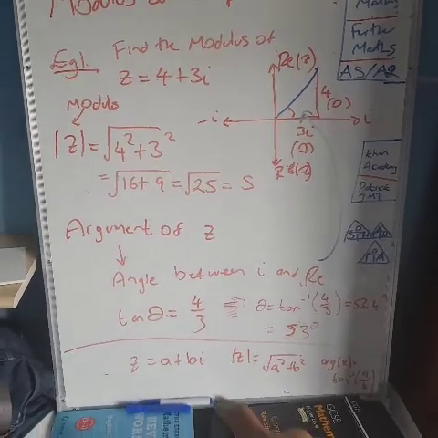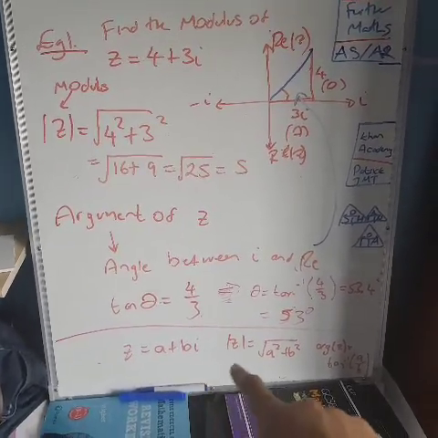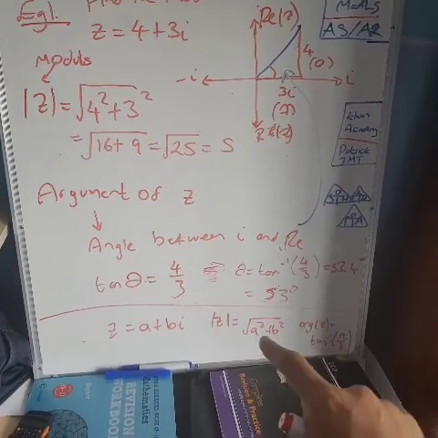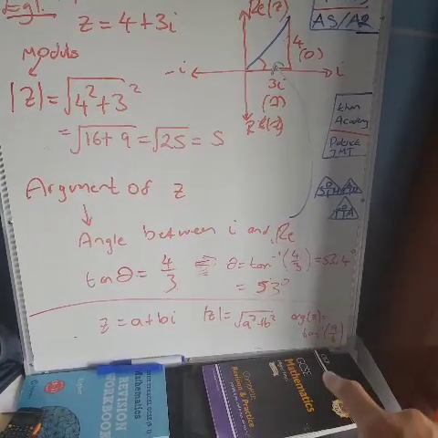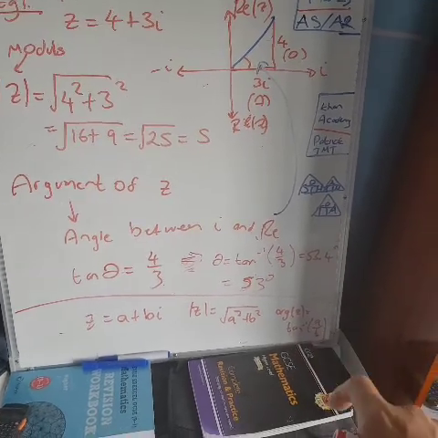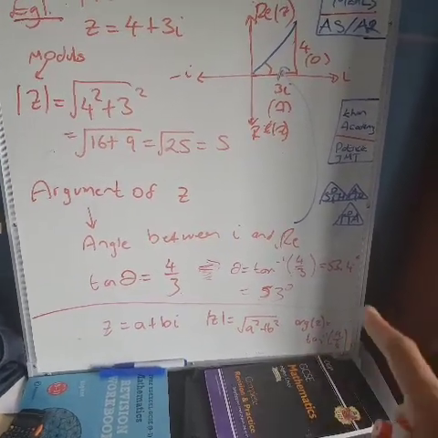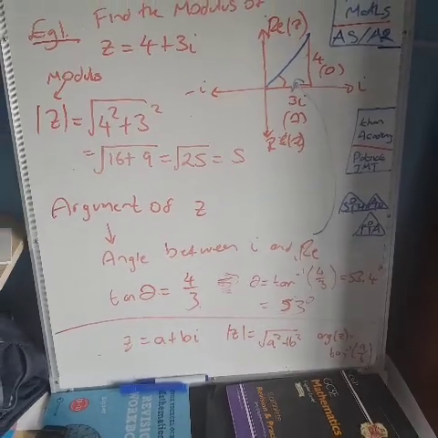So a little summary, guys. z is equal to a plus bi, so the modulus of z is the square root of a squared plus b squared, and the argument of z is usually tan inverse of b over a. That is not always the case, but that's a little rule for that.